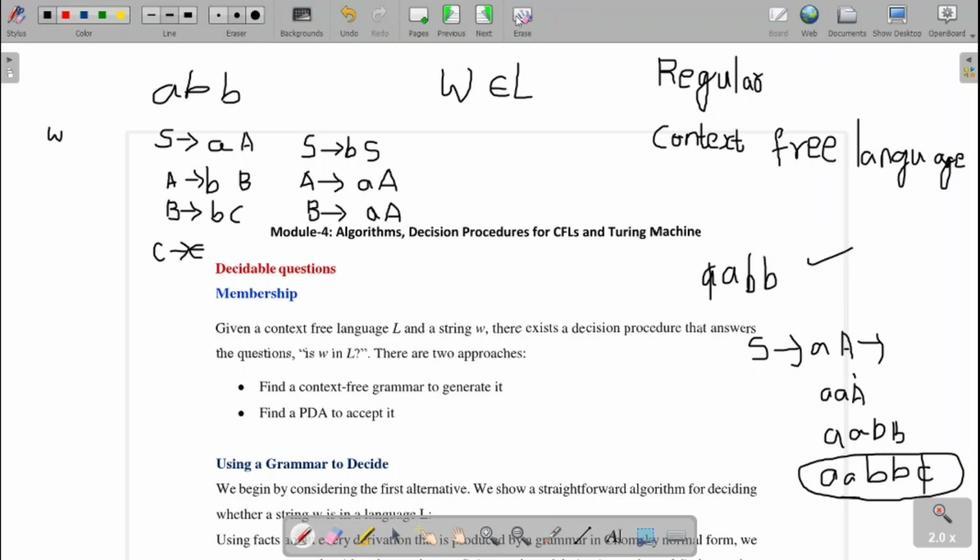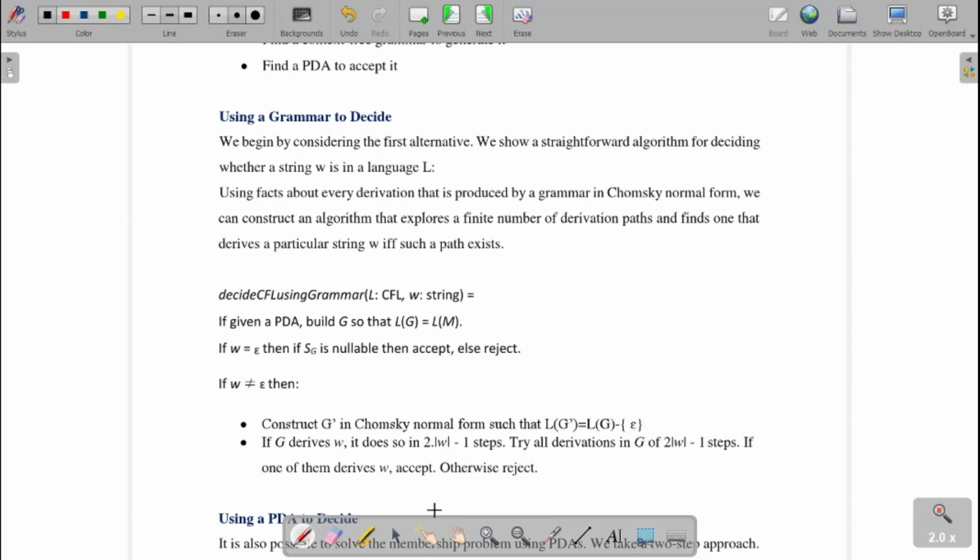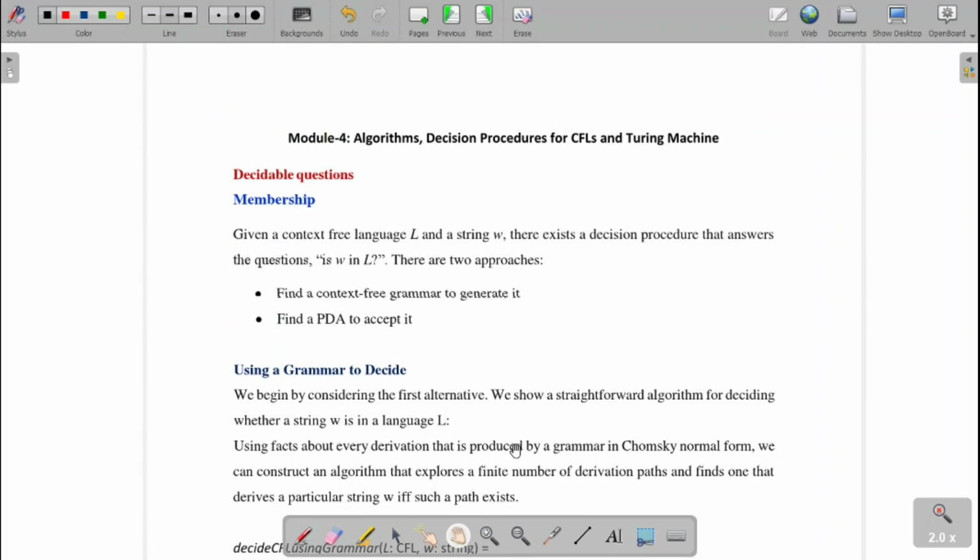Fine. So now, if it is the case, then we say that the string W is in the L, or else it is not in the L. Given a context-free language L and a string W, there exists a decision procedure that answers that question. What is the decision question? W is in L or not. So for the context-free languages, as I told earlier, there are two approaches: one is by using the context-free grammars, the other is by using the push-down automata. Right? So now let us take one by one.